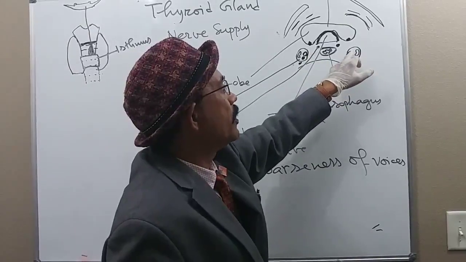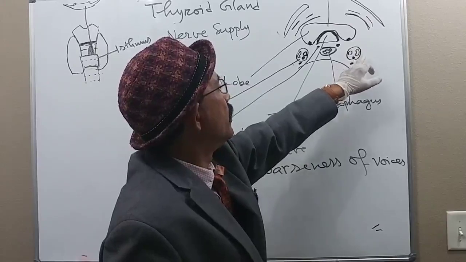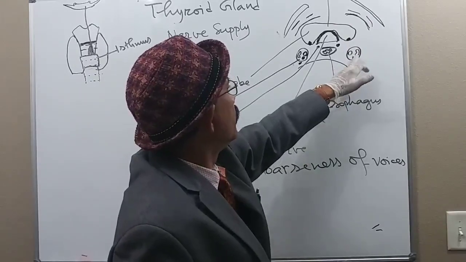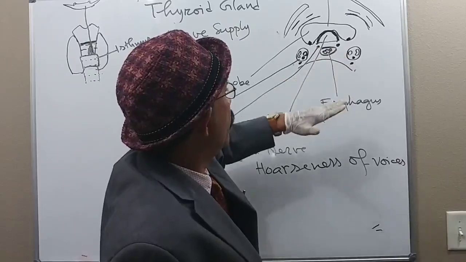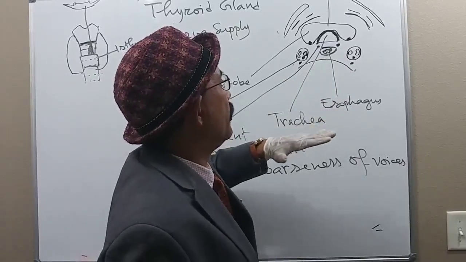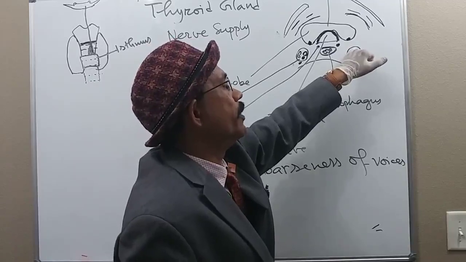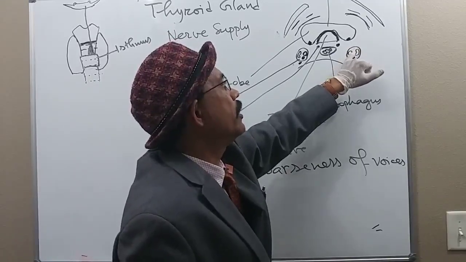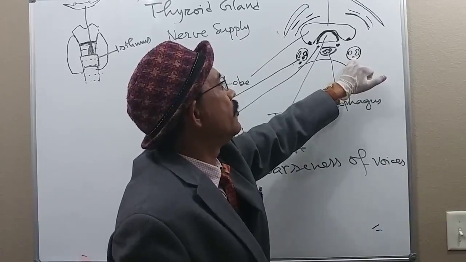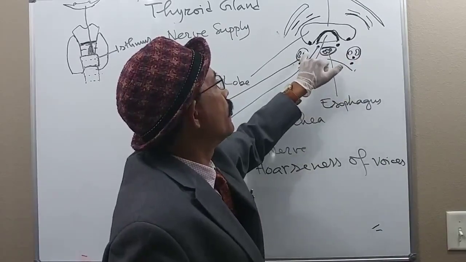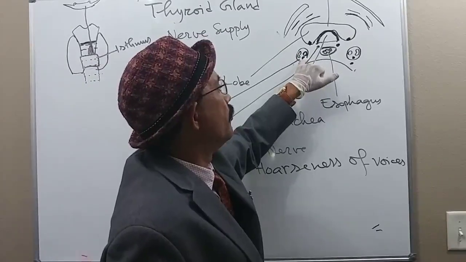Again, this is the internal carotid artery here. Because it is the lower level, at the level of the isthmus, we can call this the common carotid artery, which will be divided into internal and external carotid artery. This is the common carotid artery. This is the internal jugular vein. This is the vagus nerve.